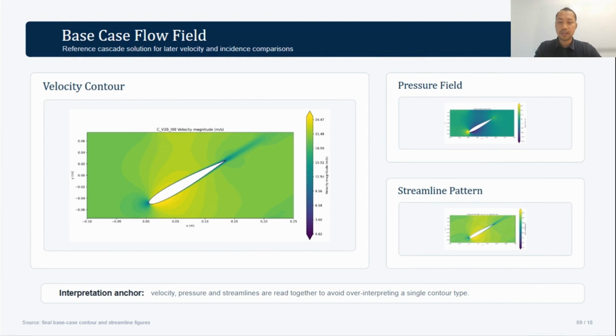We read these plots together because one contour alone can be misleading. Velocity, pressure, and streamlines together show how the blade turns and accelerates the flow, and they provide the baseline for judging the velocity and incidence changes in the next slides.